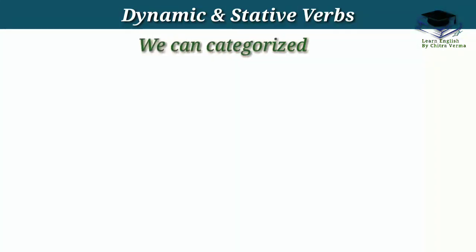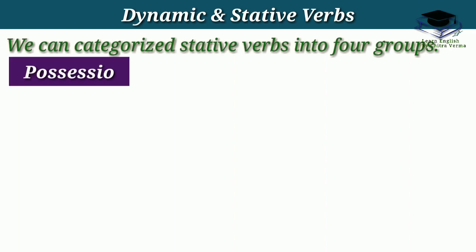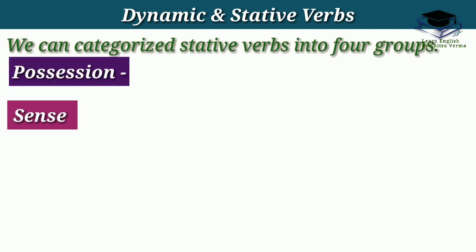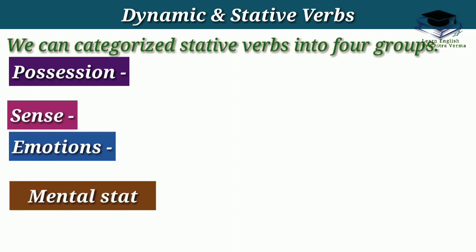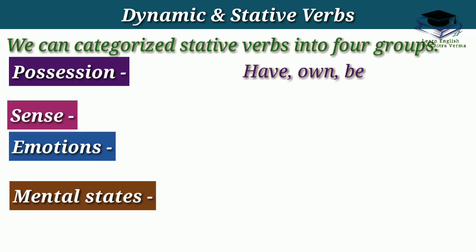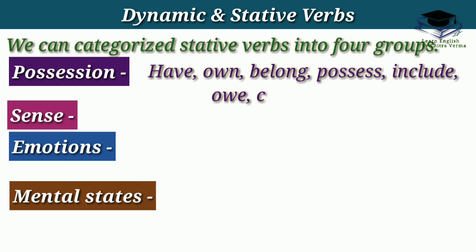We can categorize stative verbs into four parts: the verbs showing possession, the verbs related to our senses, the verbs related to our emotions, the verbs that describe our mental states. The verbs that show possession are have, own, belong, possess, include, owe, consist, etc. Some verbs are related to our senses.